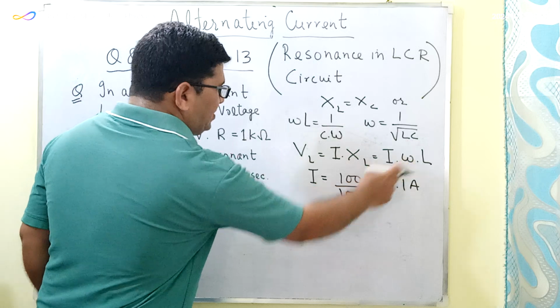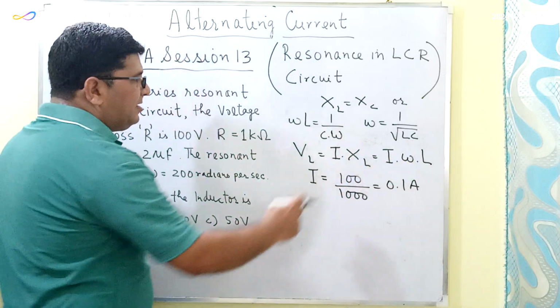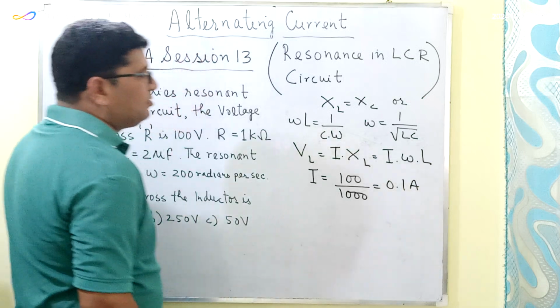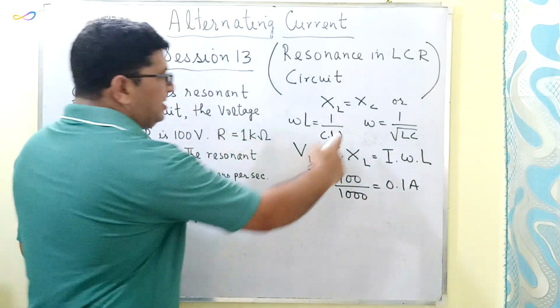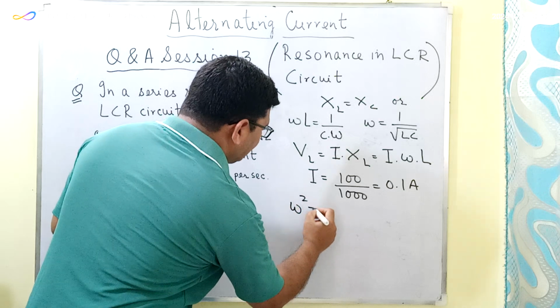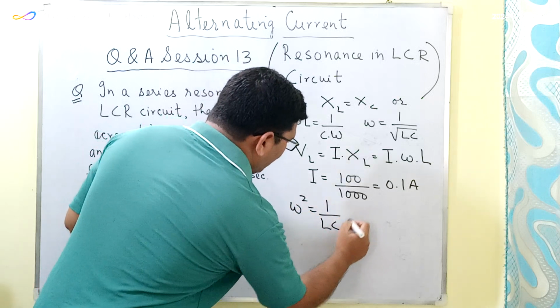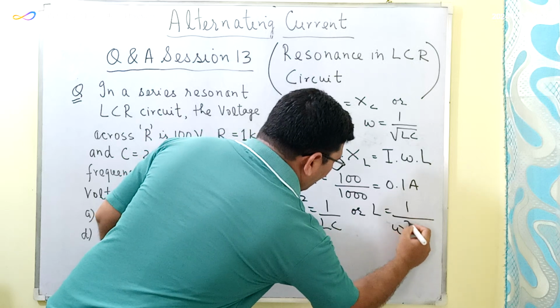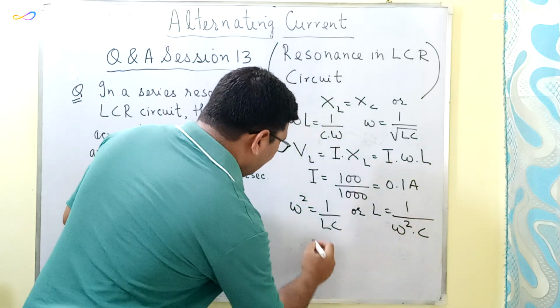Now omega is known to us, so we have to simply find the value of L. For finding the value of L, I will be using this formula, that is omega is equal to 1 upon under root LC. If I square this equation on both sides, I will get omega square is equal to 1 upon LC, or L will be equal to 1 upon omega square into C.